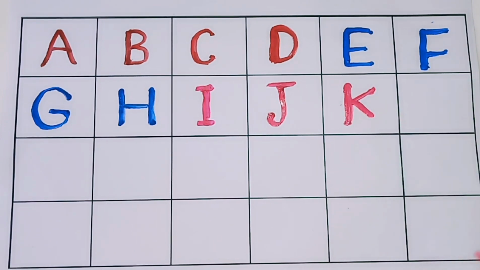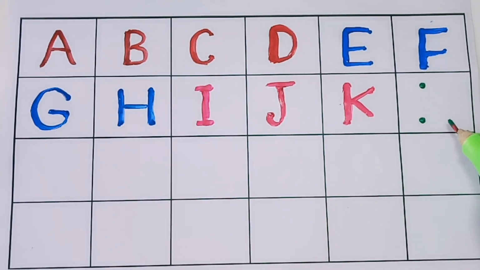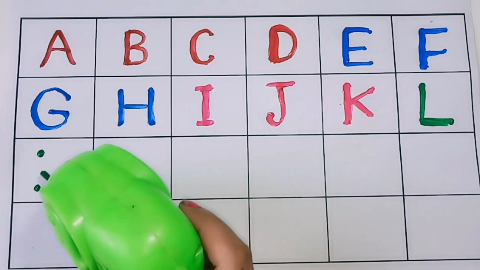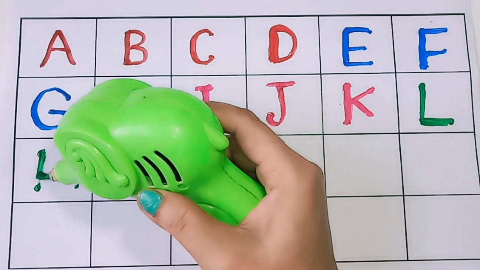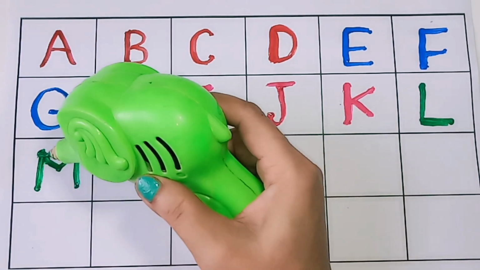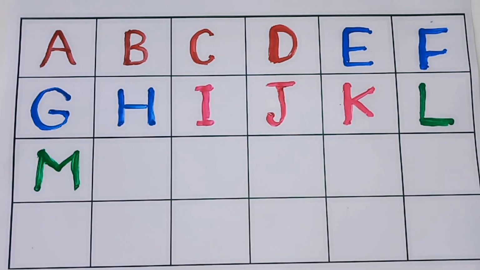K for kangaroo. L for lion. M for monkey.